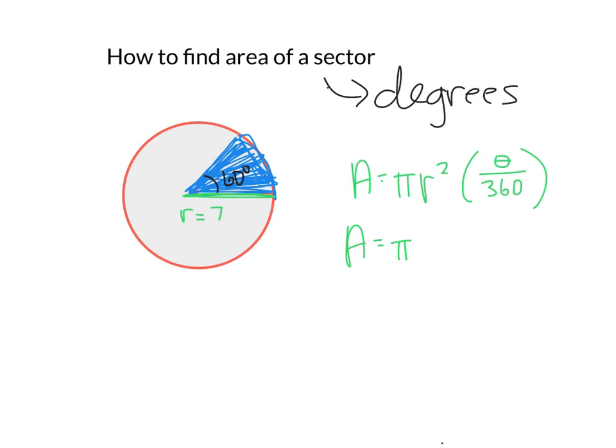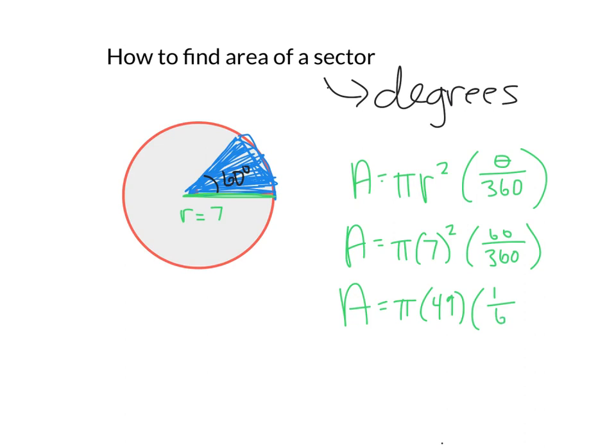So my r is going to be 7, and theta here is going to be 60. So 7 squared gives us 49. And then 60 over 360 reduces to 1/6. You can use your calculator if you're struggling converting that.